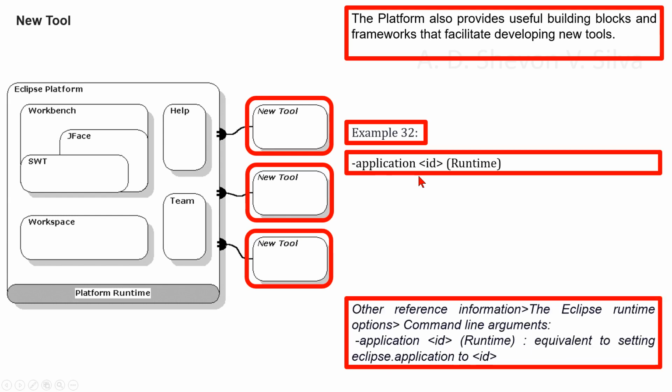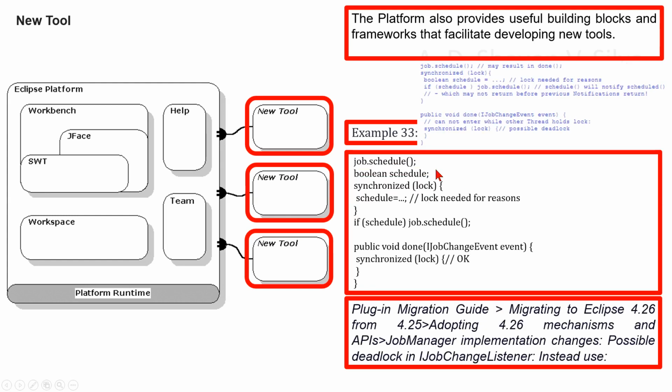Now we are considering Eclipse, the command line arguments in the Eclipse runtime options. In other reference information, the -application ID runtime option is equivalent to setting eclipse.application to the ID. Now we are considering adopting job manager implementation changes, possible deadlock in IJobChangeListener.